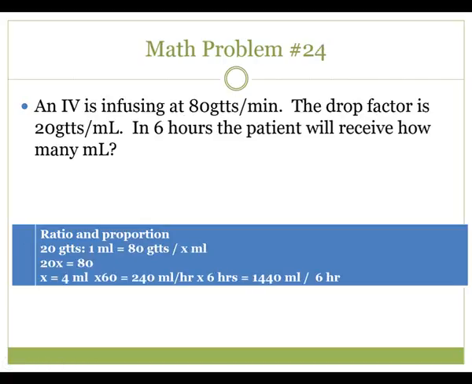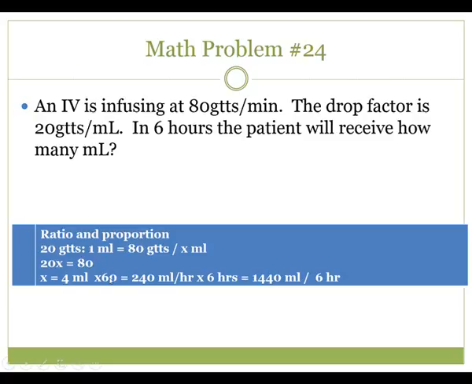IV is infusing at 80 drops per minute. The drop factor is 20. In 6 hours, the patient has received how many meals? He is getting 20 drops in one meal, according to his drop factor, but I'm giving him 80 drops per minute. So how many meals am I giving him per minute? I'd have to say 20 drops is one meal, as 80 drops is the X meals. Solve for my X and find out that I'm giving him 4 meals a minute.